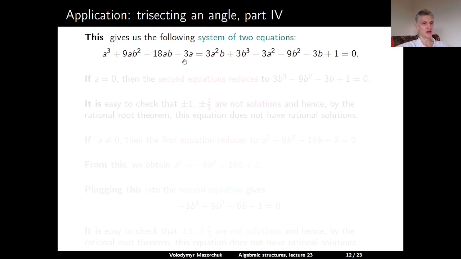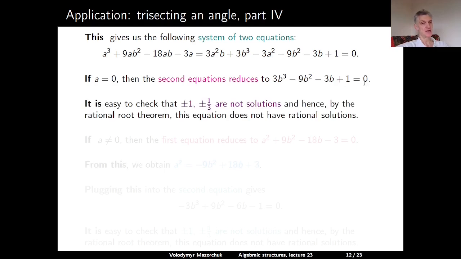Now we see that in the first equation a is a common factor. So if a is equal to 0, then of course the first equation is satisfied. But then the second equation reduces to 3b cubed minus 9b squared minus 3b plus 1 is equal to 0. Here it is very easy to check that plus minus 1 and plus minus 1/3 are not the solutions to this equation, and hence by the rational root theorem this equation doesn't have rational solutions. So there is no rational b such that a is equal to 0 and b satisfies this equation. So this is a dead end.